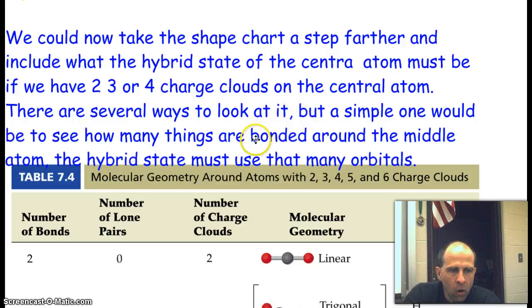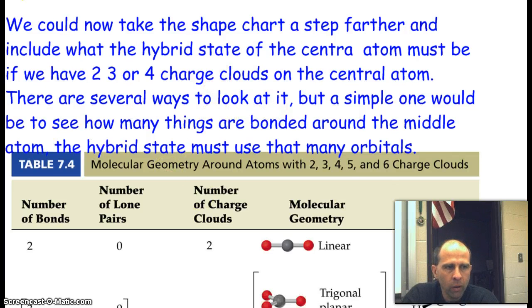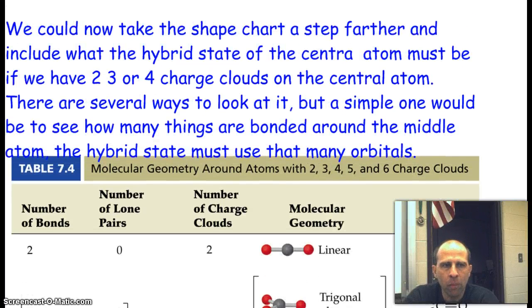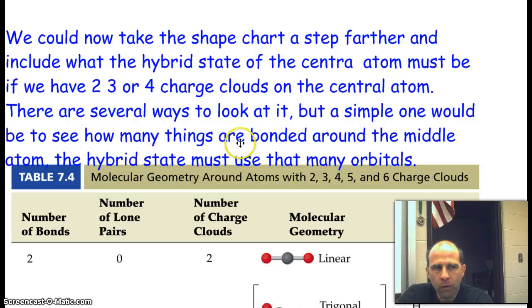So we could take our chart a little bit farther. I'm going to stop here for a minute because I'm running close to the time limit on this video and I don't want to go over it a lot. Our chart that we've made, where we looked at how many bonds and how many pairs and how many clouds of electrons, how many domains, helps us determine the shape. We can actually tie that a little bit to this and figure out that there's a relationship between how many things are around the middle and what hybrid state it's got to be using. I will deal with that a bit later because this is enough for one video.